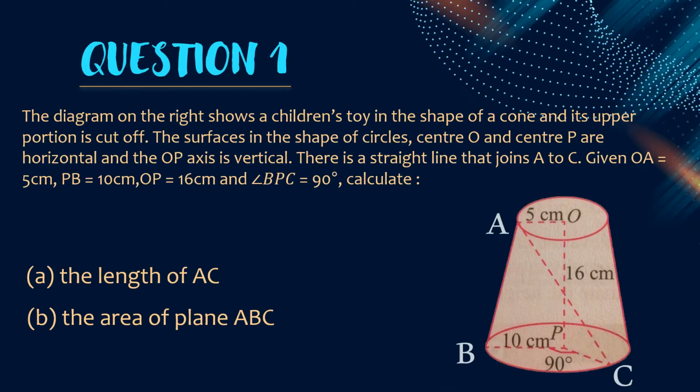Let's get started. The diagram on the right shows a children's toy in the shape of a cone whose upper portion is cut off. The surfaces in the shape of circles, center O and center P, are horizontal and the OP axis is vertical. There is a straight line that joins A to C, given OA equals 5 cm, PB equals 10 cm, OP equals 16 cm, and angle BPC equals 90 degrees. Calculate (a) the length of AC, (b) the area of plane ABC.